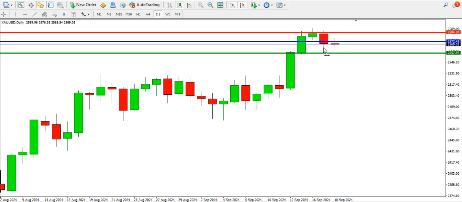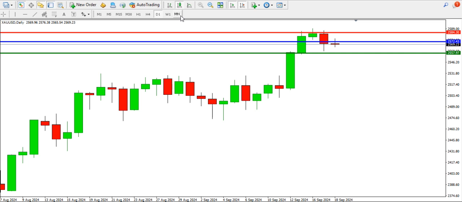Let's check where yesterday's low is. Yesterday's low is at 2560.56. We might see price dropping towards that line. And yesterday's high is at 2586.89. You might see price also pushing towards that particular level. But for now, price is ranging on the daily time frame.